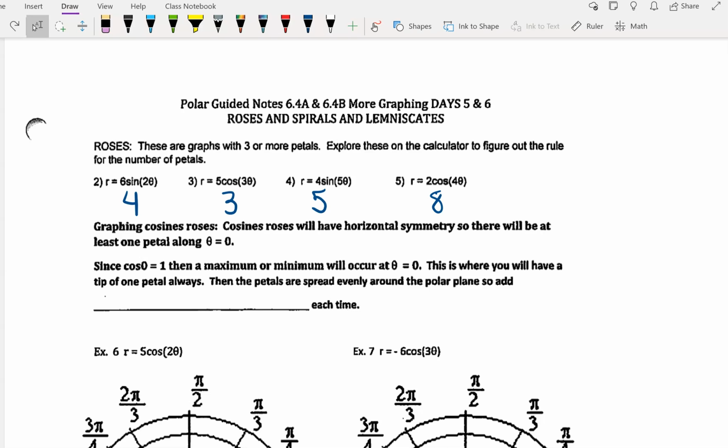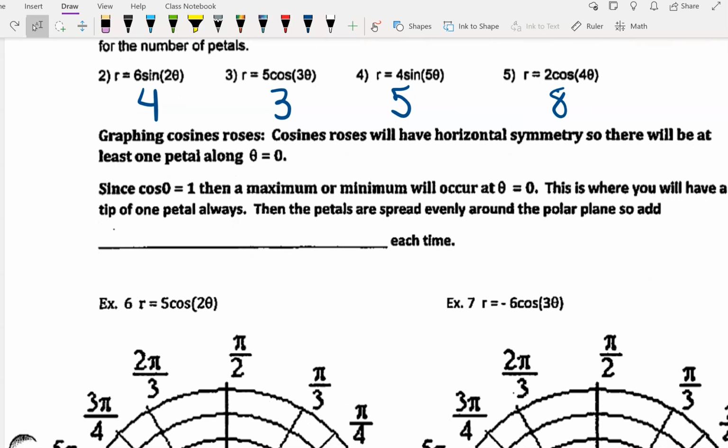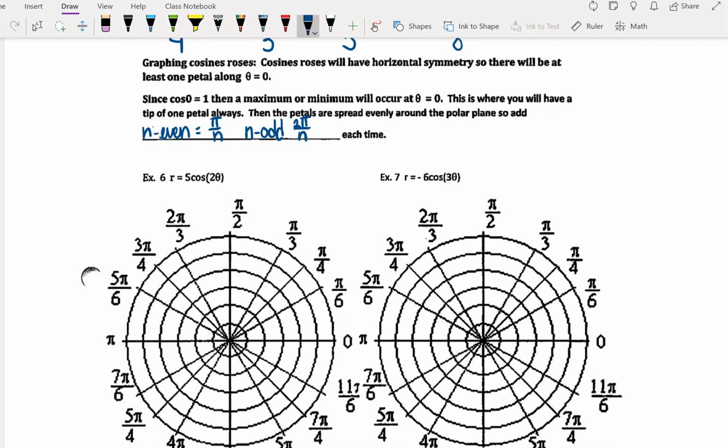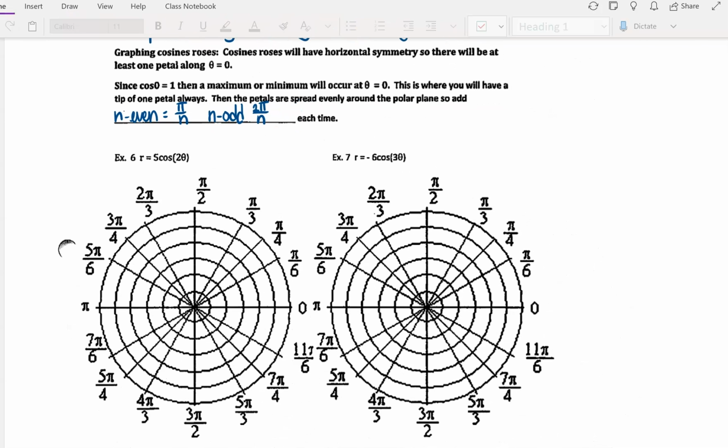Then the petals are spread evenly around the pole, and if n is even, you add pi over n. If n is odd, you add 2 pi over n. And that helps to determine where each tip of the petal will be. Then you'll basically just see how many petals will fit all the way around the circle. So that might be a little bit confusing.